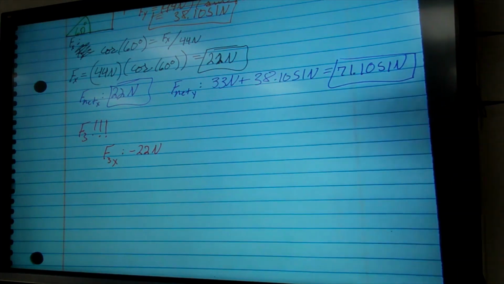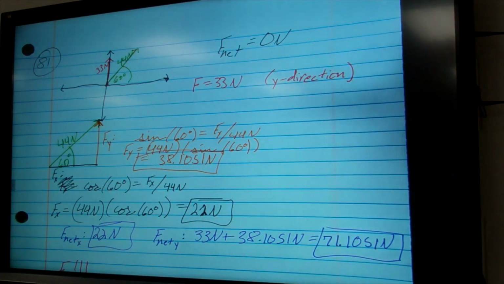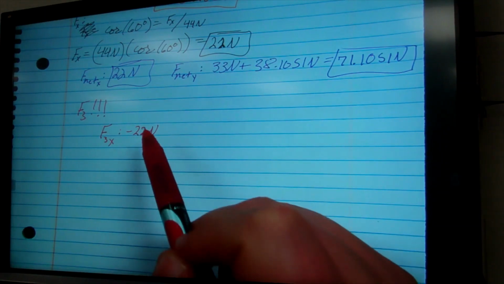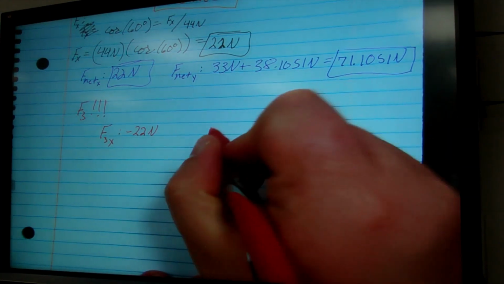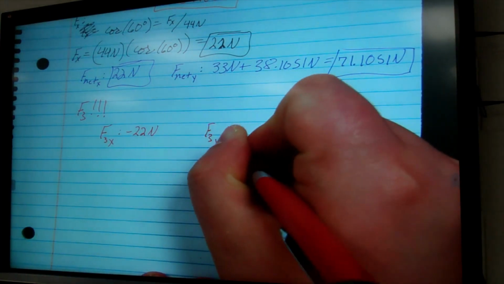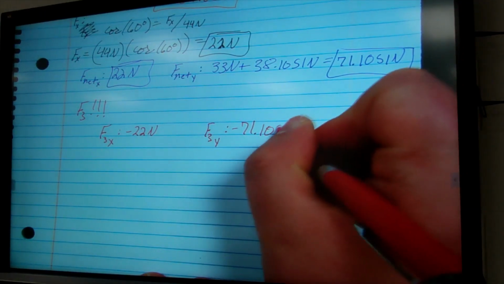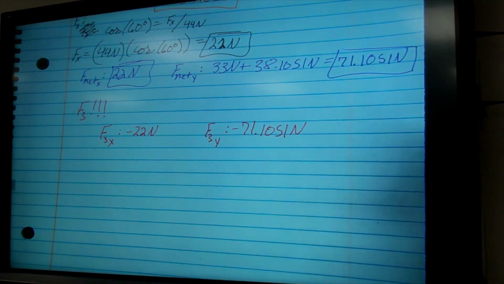It's opposite direction, but remember, you're at a net force of 0. Since you're at that net force of 0, that means everything has to cancel out. This third force is canceling all these forces acting up here. So we find the net forces of those acting. The components for that third force are equal in magnitude but opposite in direction. So what about the force 3 Y component? Negative F net Y, so it's negative 71.1051 newtons.